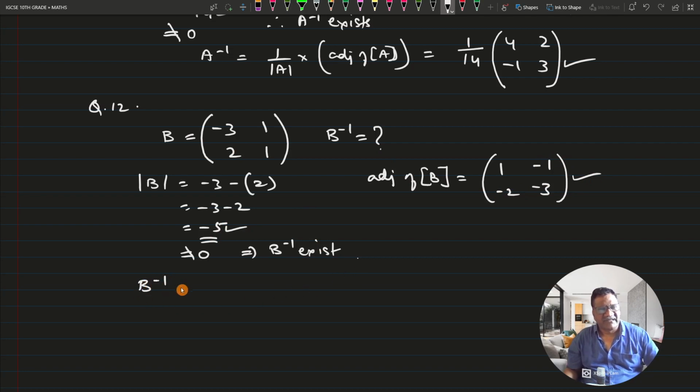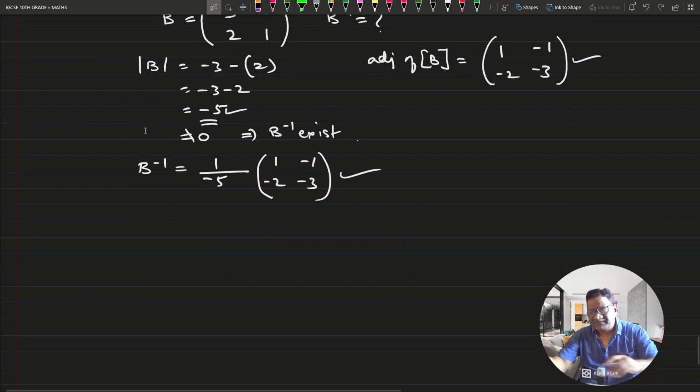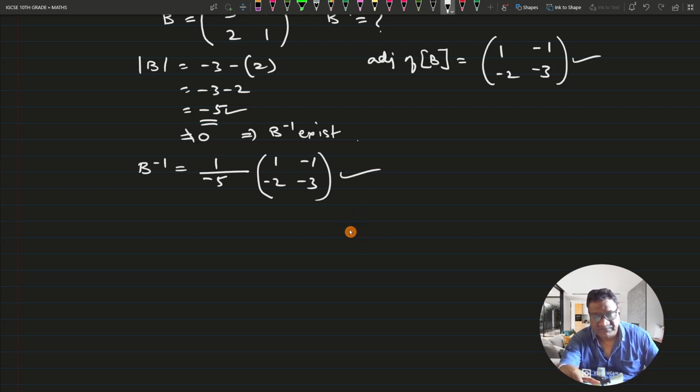So B inverse, by formula, will be 1 upon determinant of B, which is minus 5, times the adjoint of B, which is 1, minus 1, minus 2 and minus 3. So this happens to be the answer for question number 12. Now let me check the answer at the back to confirm whether it is correct or not. For question number 12, the answer is minus 1 upon 5 times 1, minus 1, minus 2, minus 3. So this is absolutely correct.